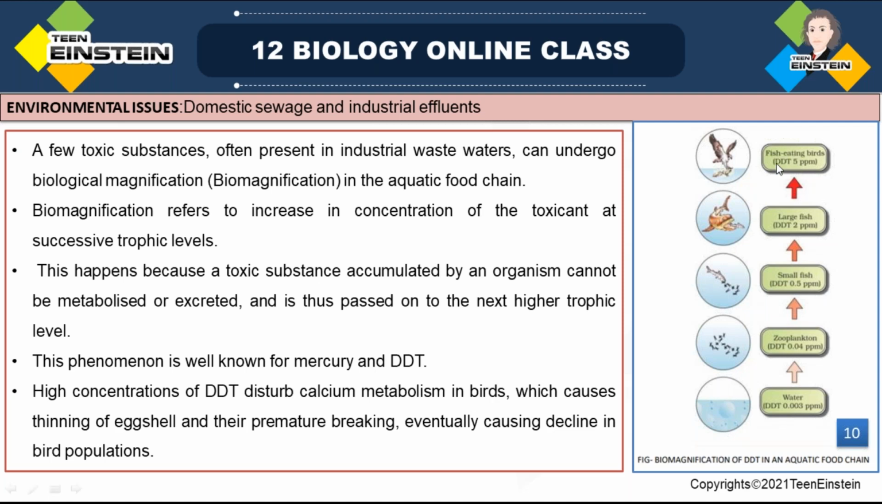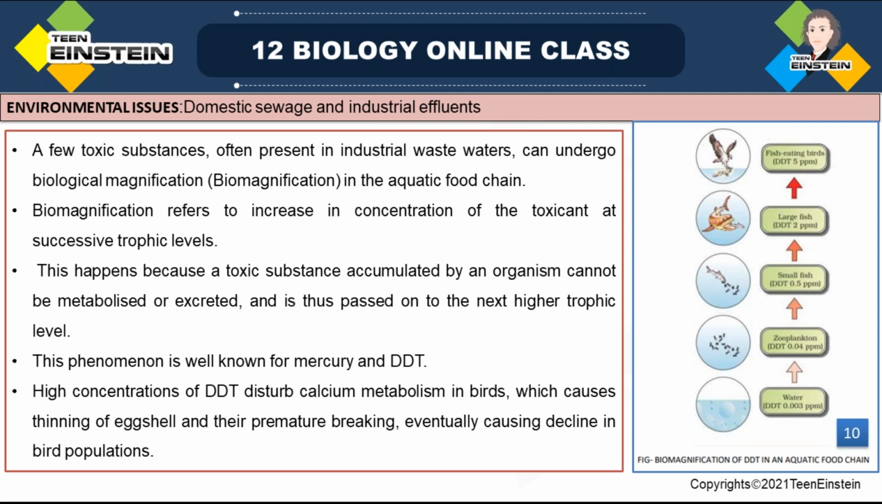Here, in small fish, it is 0.5 ppm, but in large fish, it is 2 ppm. Then finally, when it is reaching the fish-eating birds, the DDT concentration becomes 5 ppm, 5 parts per million. Okay. So when it is going to a higher level of the food chain, the biomagnification level is increasing. That concentration level is increasing. That is called biomagnification. So some toxic substances which are always present in industrial wastewater can undergo biological magnification in the aquatic food chain.